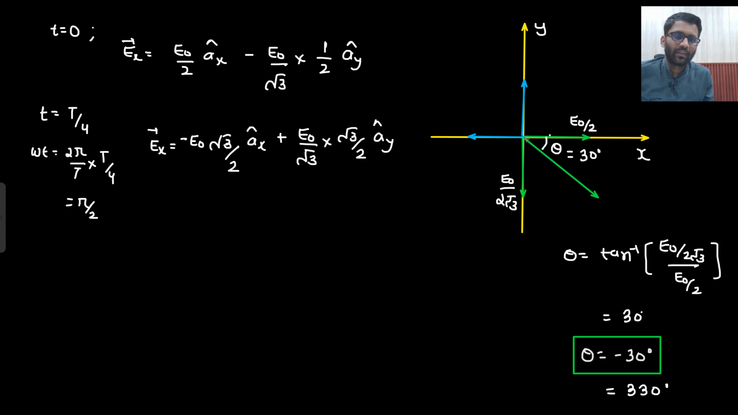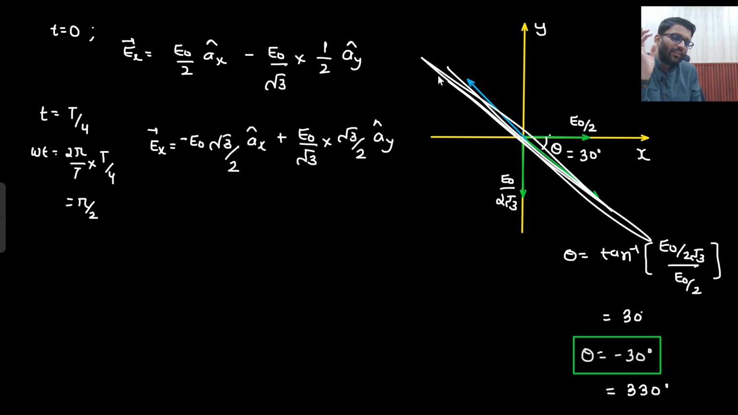So what will be the equivalent vector? This will be the equivalent vector, right? You can see we are moving on this line only. Now someone will have a doubt: sir, my polarization is linear polarization, so I will be moving on this line, then how can you say the angle made with the x-axis is not this one? So this answer is actually incorrect. 330 degrees should not be the answer.